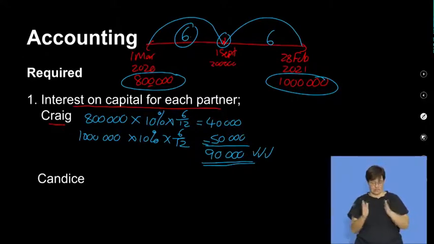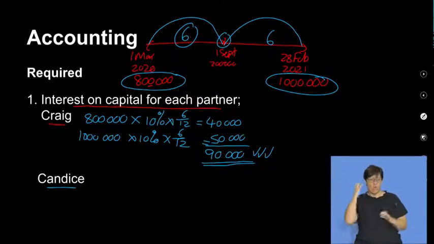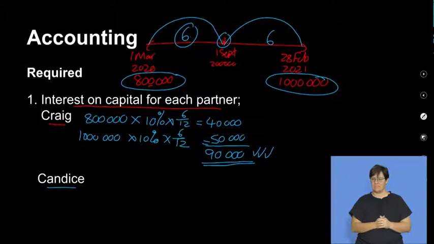Right, let's now move on to the next partner, which is Candace. Let's do the same thing for Candace and calculate her interest on capital. Now, I don't want you guys to get confused, so I'm going to quickly erase the timeline that I drew, just to help you in terms of the calculation. I probably have enough space, so let's draw up another timeline for Candace.